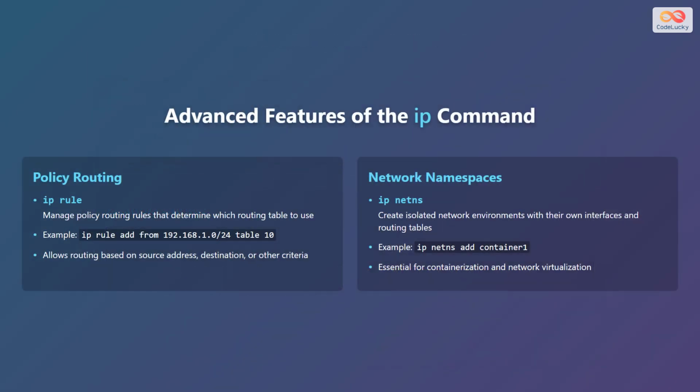Let's delve into some advanced features of the IP command, including policy routing and network namespaces. Policy routing involves using the IP rule command to manage policy routing rules that determine which routing table to use. For example, IP rule add from 192.168.1.0/24 table 10 allows routing based on source address, destination, or other criteria. Network namespaces involve using the IP netns command to create isolated network environments with their own interfaces and routing tables. For example, IP netns add container1 is essential for containerization and network virtualization.